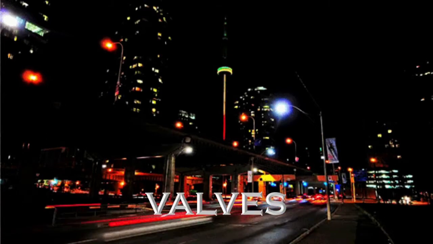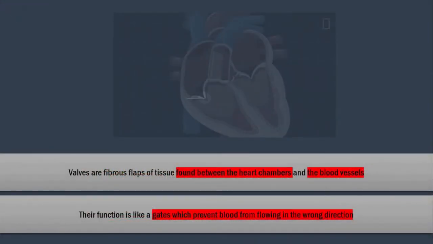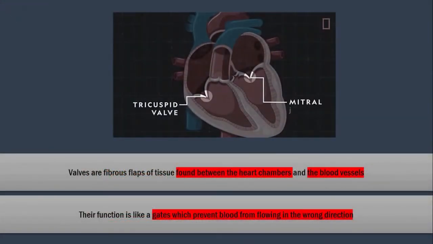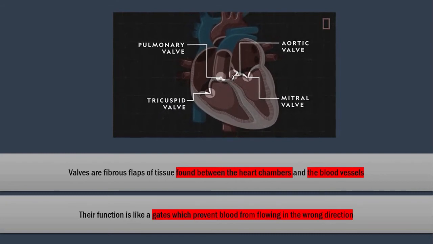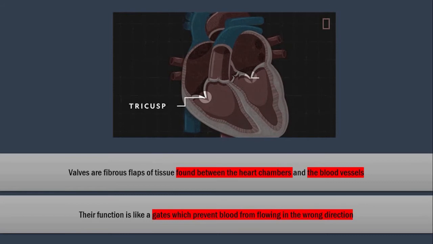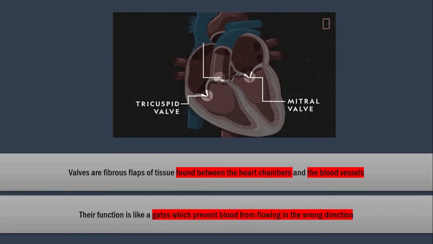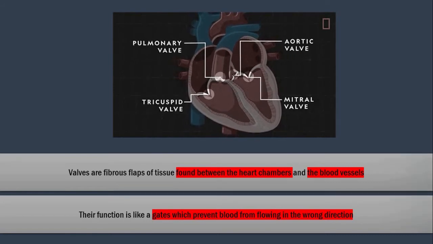Third one is the valves. The valves are fibrous web of tissue found between the heart chambers and the blood vessels. The function is like a gate which prevents blood from flowing in the wrong direction.